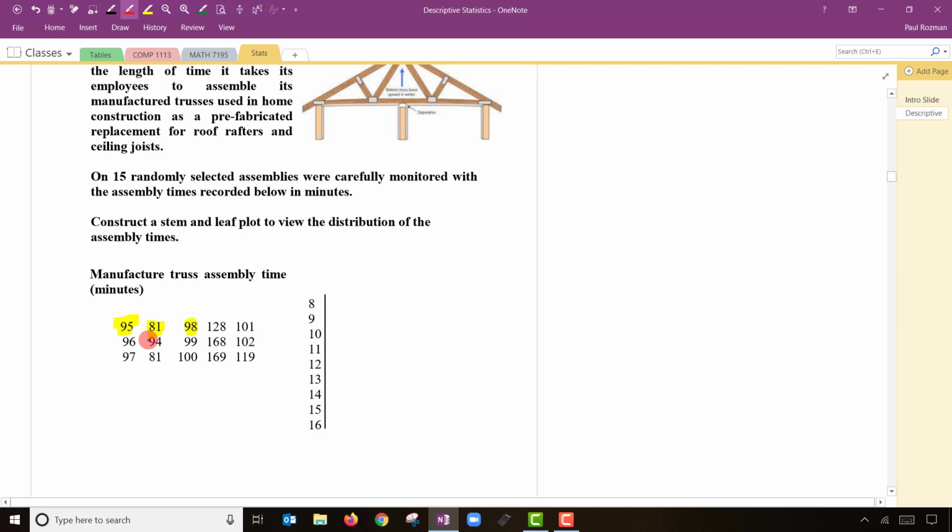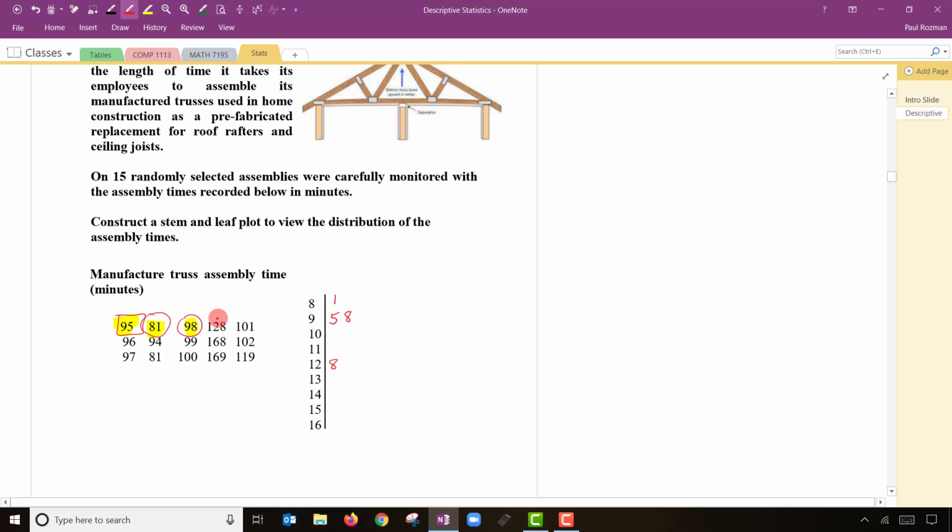Basically, what I did is I noticed that the values ranged from the 80s up to the 160s. So I made stems. That's why it's called a stem and leaf plot. You have our stems: 80s, 90s, 100s, 110s, 120s, 130s, 140s, 150s, and then I can represent the leaves as the ones digit. So for this first number, 95, I have my 90s category, and I just put a 5 there. And then my next value was 81, so I put a 1 there. And then 98, and then 128.